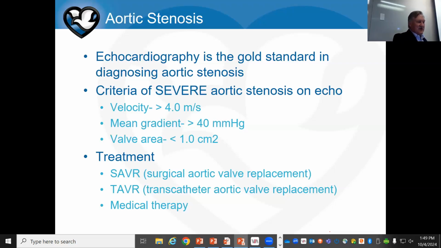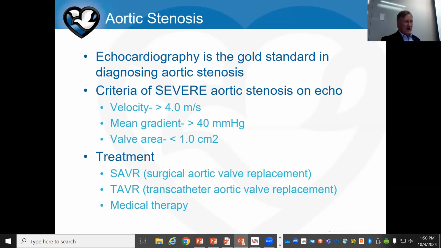So traditionally, it's been surgical aortic valve replacement. So open up the chest and the heart. Surgeon cuts the old valve out and replaces it with an artificial valve, either a mechanical valve or a valve made out of tissue. Well, now we have a second possible intervention that we can do on the valve, and that is to perform a transcatheter aortic valve replacement.